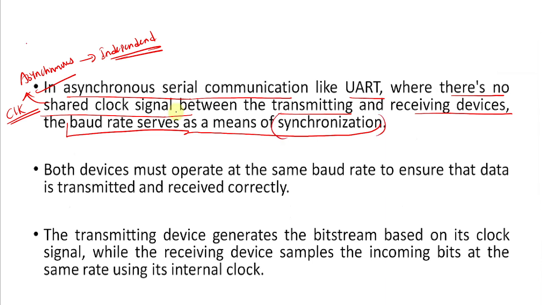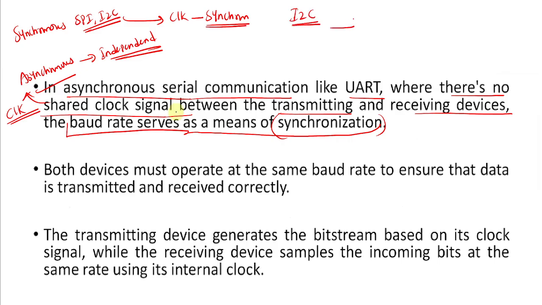So mostly in synchronous communication like SPI and I2C, the clock plays a major role for synchronization. In I2C also we already saw that data will be transmitted according to the clock; when the clock is low only, data will be transmitted. That is used for synchronization. But here, there is no clock, so the baud rate plays a major role for synchronization purpose.